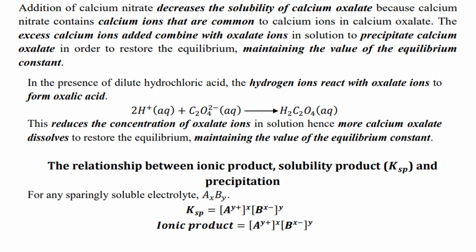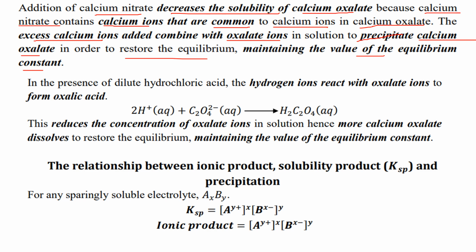Addition of calcium nitrate is going to decrease the solubility of calcium oxalate. The reason is that calcium nitrate contains calcium ions, which are common to the calcium ions present in calcium oxalate, and that constitutes what we call the common ion effect. Common ion effect decreases the solubility of sparingly soluble compounds, because the excess calcium ions combine with oxalate ions in solution to precipitate out our sparingly soluble salt, calcium oxalate. This is done to restore equilibrium and to maintain the value of the equilibrium constant unchanged, and therefore solubility will be decreased.